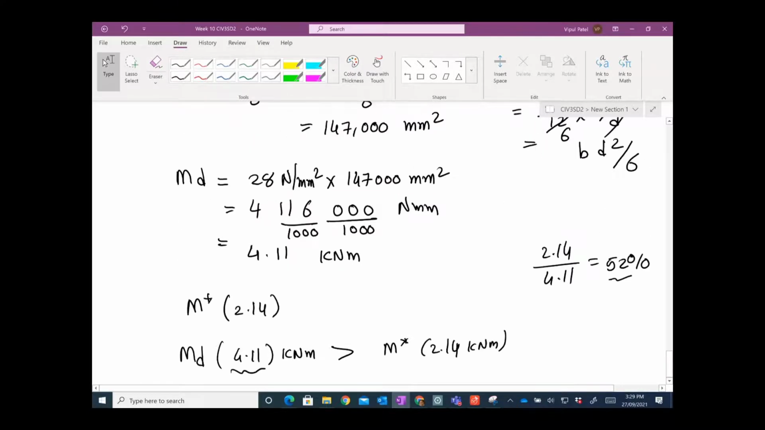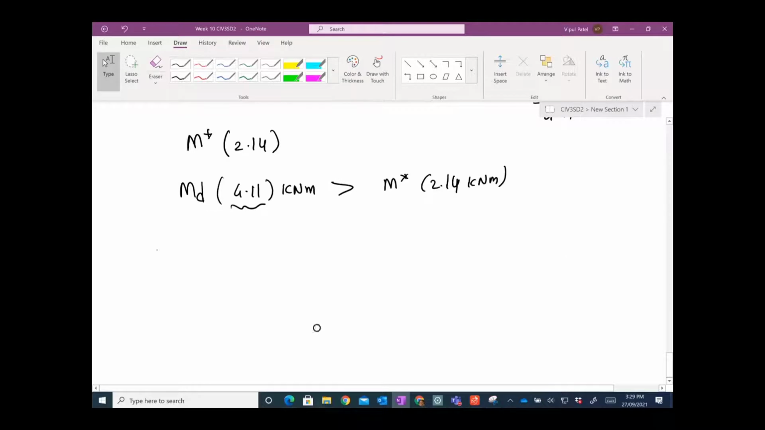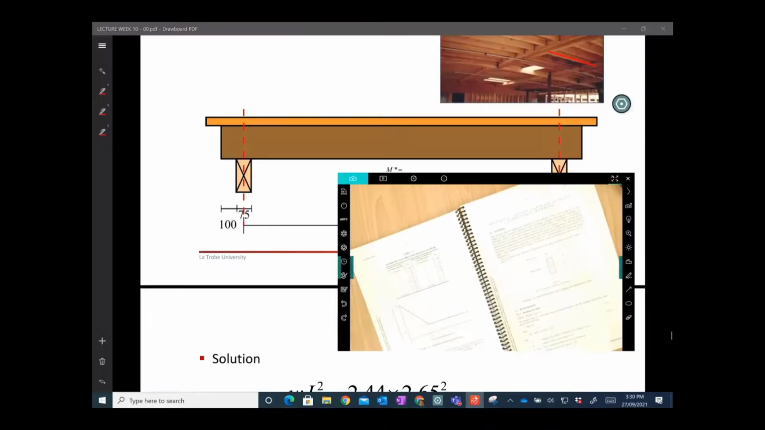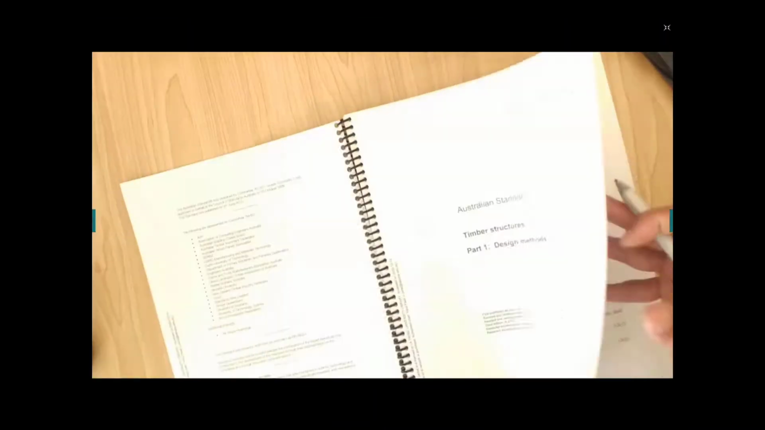Some of these details we're going to use. So let's do the real one now. That real one is MD. Your M star is still the same, 2.14 kilonewton meters. So MD is capacity factors K1, K4, K6, K9, K12 times FB' times Z. Now capacity factor K1. Let's go back to the table.